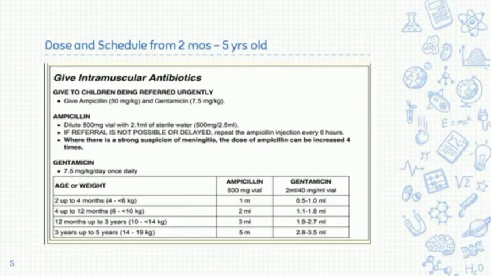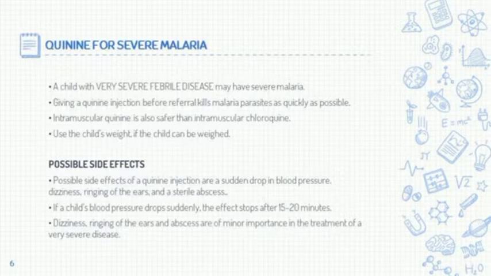years old. This first pre-referral treatment is applicable for very severe disease like severe pneumonia, very severe febrile disease, severe complicated measles, mastitis, and complicated severe acute malnutrition. Then we have the second pre-referral treatment, the quinine for severe malaria. A child with very severe febrile disease accompanied with high fever may have severe malaria.